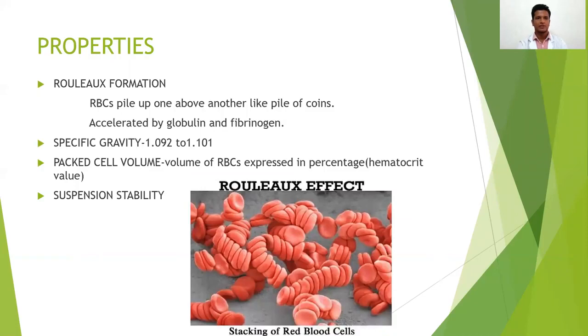Properties of RBC. Rouleaux formation: the RBCs pile up one above another like a pile of coins, accelerated by the globulin and the fibrinogen. Specific gravity of RBC is about 1.092 to 1.101. Packed cell volume: volume of RBC is expressed in percentage. This is hematocrit value. And suspension stability.